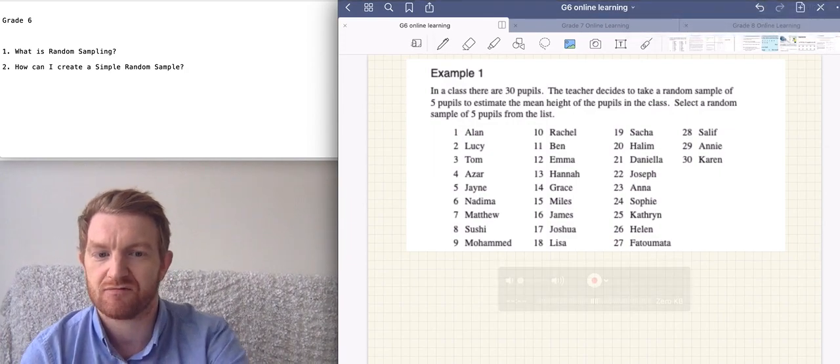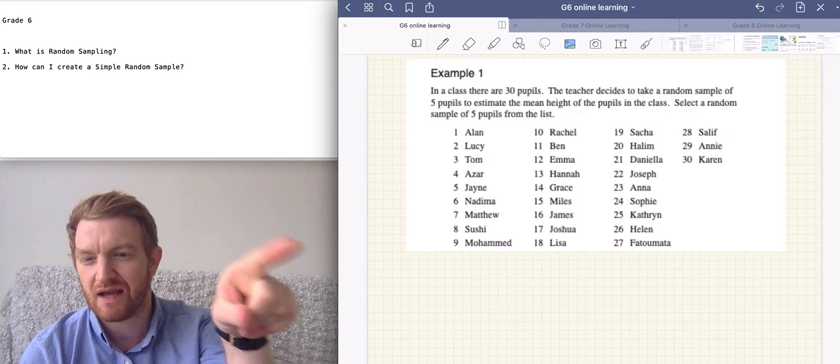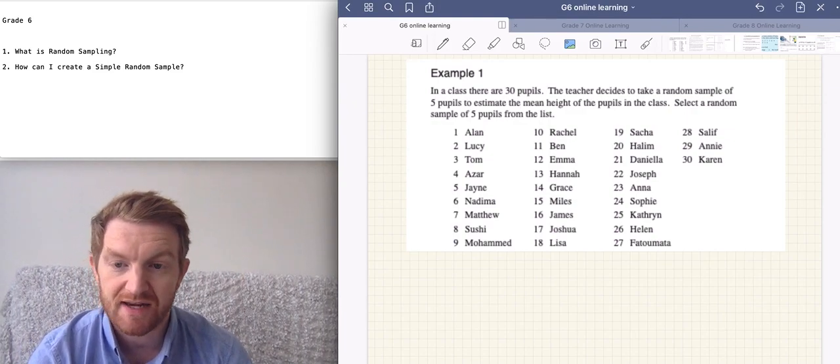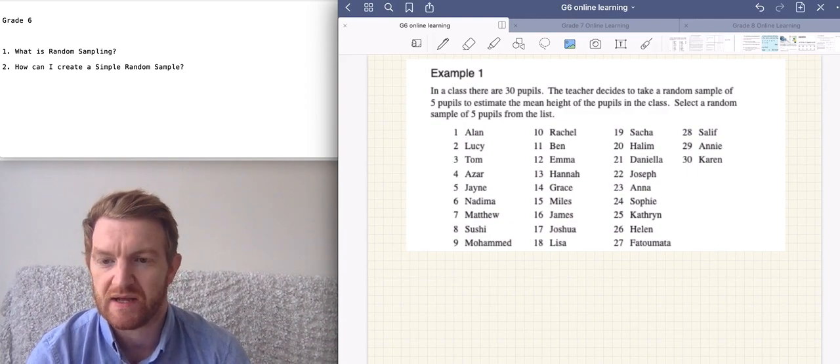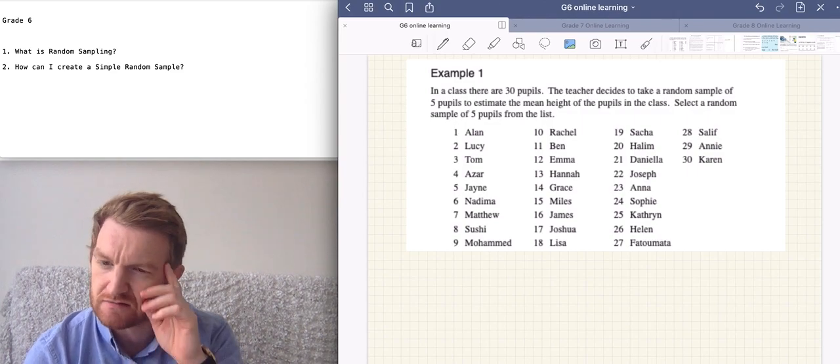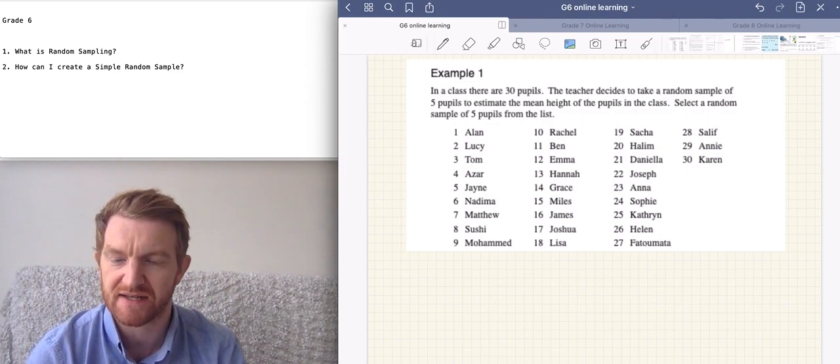When we say something is random, that doesn't mean we just go, that one, that one, that one. Even though we try to do it randomly, we're always influenced by things. For example, if I picked Alan, I'm probably not going to pick Lucy, because I'll think, I don't want to pick two people from the same space.